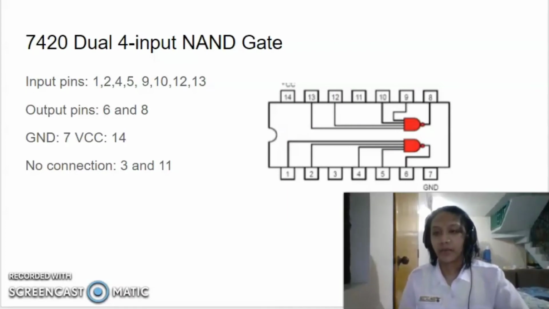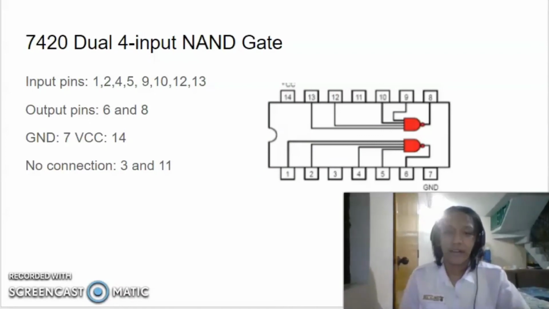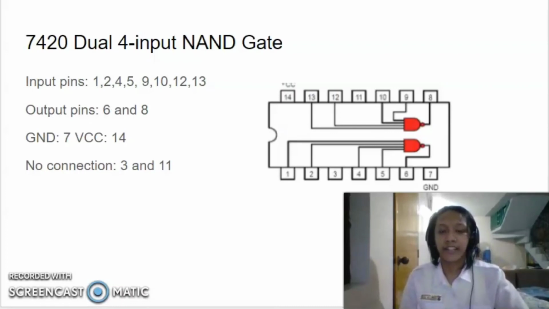7420 dual 4-input NAND gate. The input pins are 1, 2, 4, 5, 9, 10, 12, and 13. The output pins are 6 and 8. The GND is 7 and the VCC is 14. There are no connections on pins 3 and 11. Dual 4-input NAND gate because dual means 2 NAND gates, and 4-input because there are 4 inputs per NAND gate.